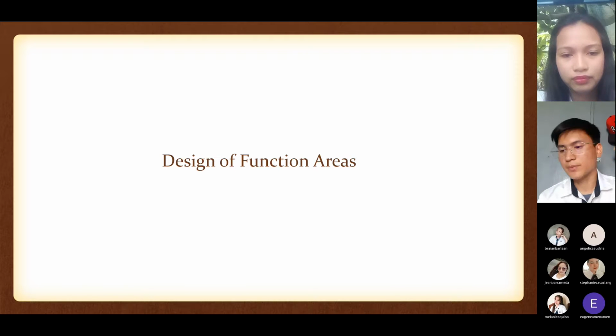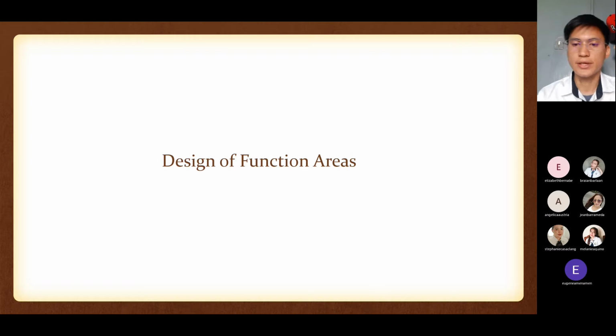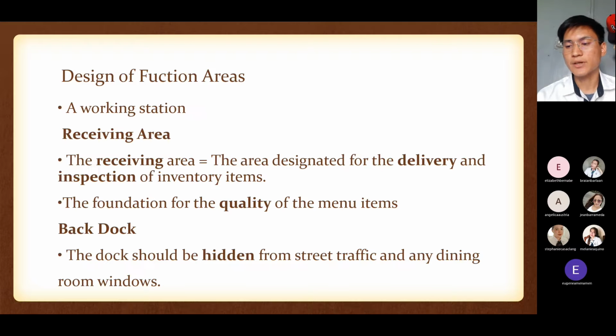Hi, good day everyone. My name is Rafael Sicaso and today I will discuss the design of function areas. So the design of function areas in a workplace: a work area combines several manufacturing and assembly areas organizationally, linked by storage, transportation, and handling systems.